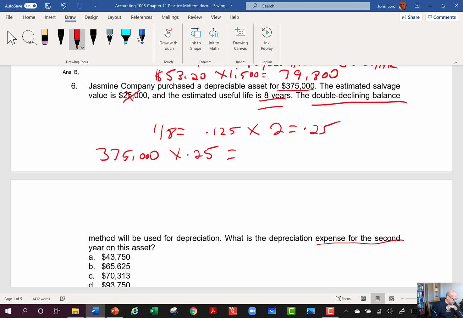That gives me, where did I write that down? I'm not going to use my calculator because I already ran it through the calculator and got the answer: 93,750. That's for the first year. Then I'm going to take that 93,750 and subtract it off of the balance from the beginning of year one.